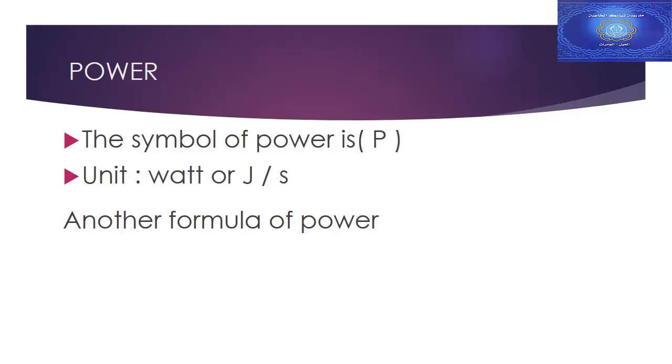There are other formulas for power. First one, we said before that work equals force times distance. So in the formula of work divided by time, we will use force times distance instead of work. So power will equal force times distance divided by time. Also we know that distance over time equals speed. So instead of d over t, we can write power equals F times V.